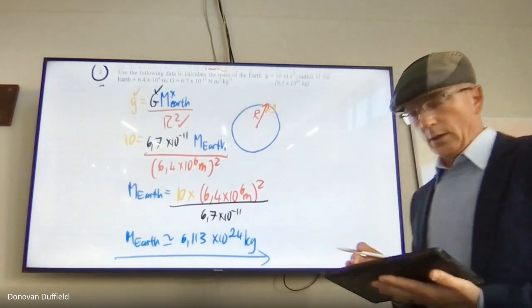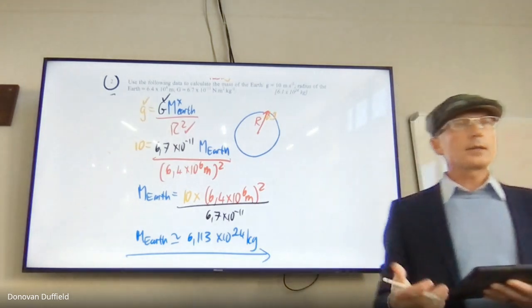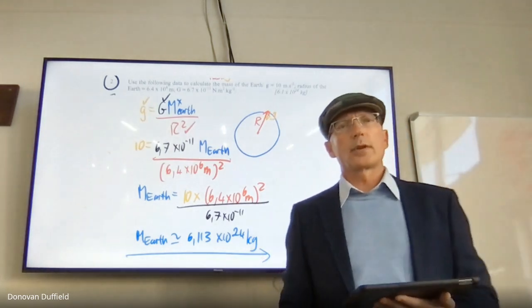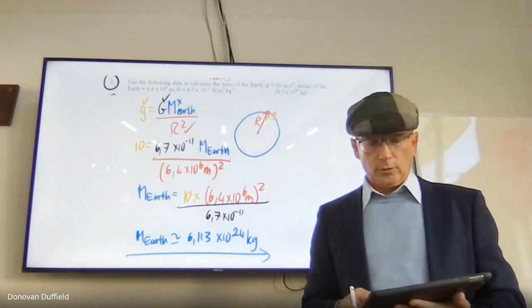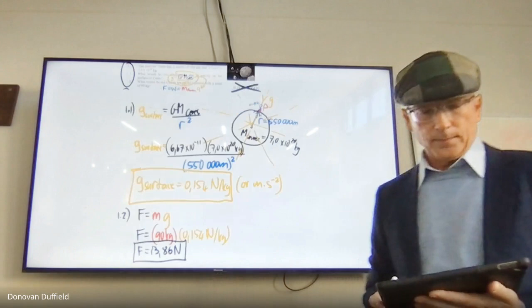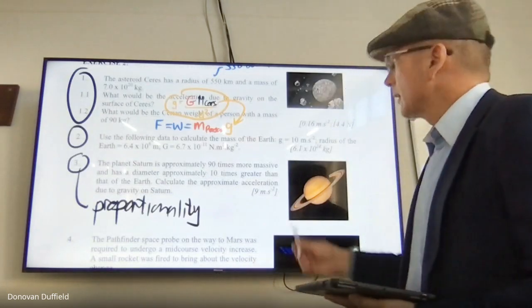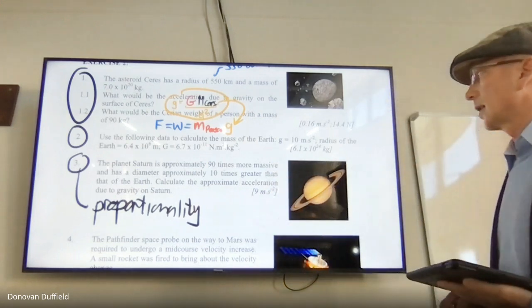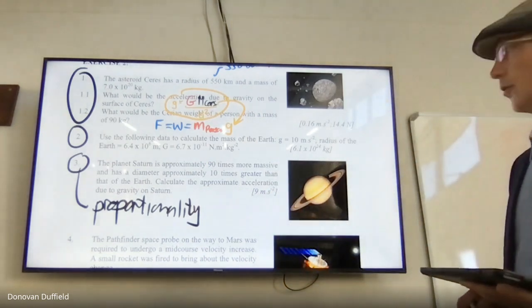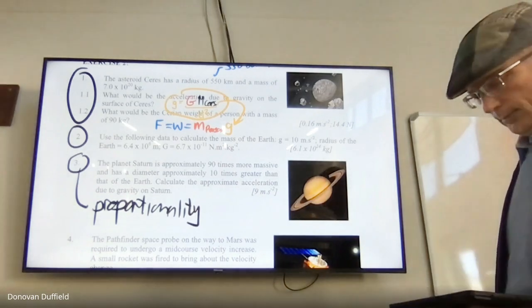All right, so there's an example of how we could work out the mass of the source of a field if given g, radius, and we know the universal gravitational constant's value. Next, planet Saturn is approximately 90 times more massive and has a diameter approximately 10 times greater than that of the Earth. Calculate the approximate acceleration due to gravity on Saturn.